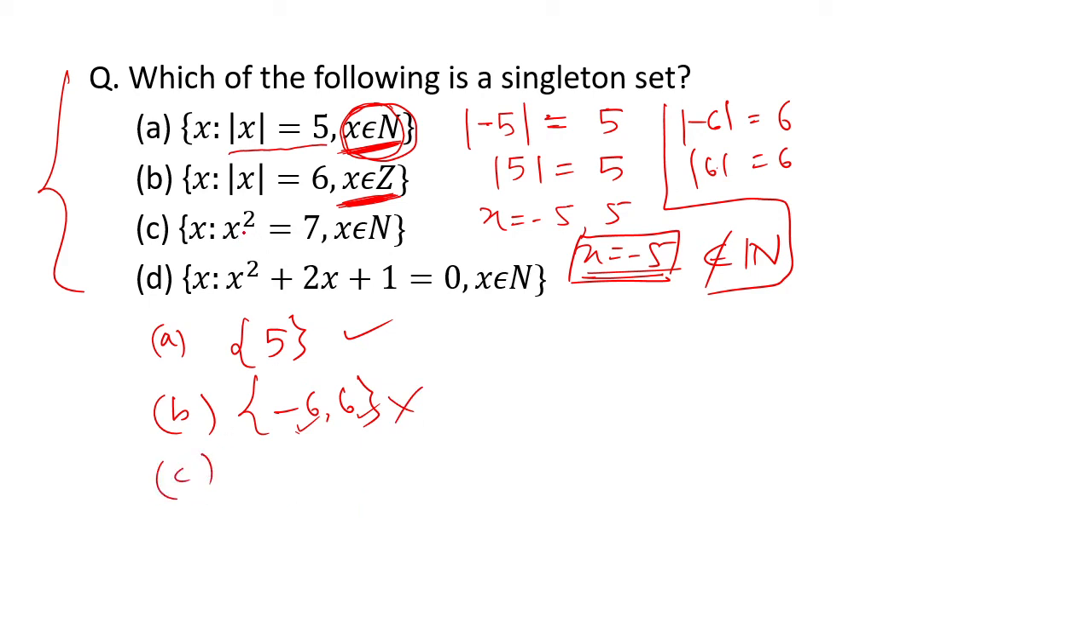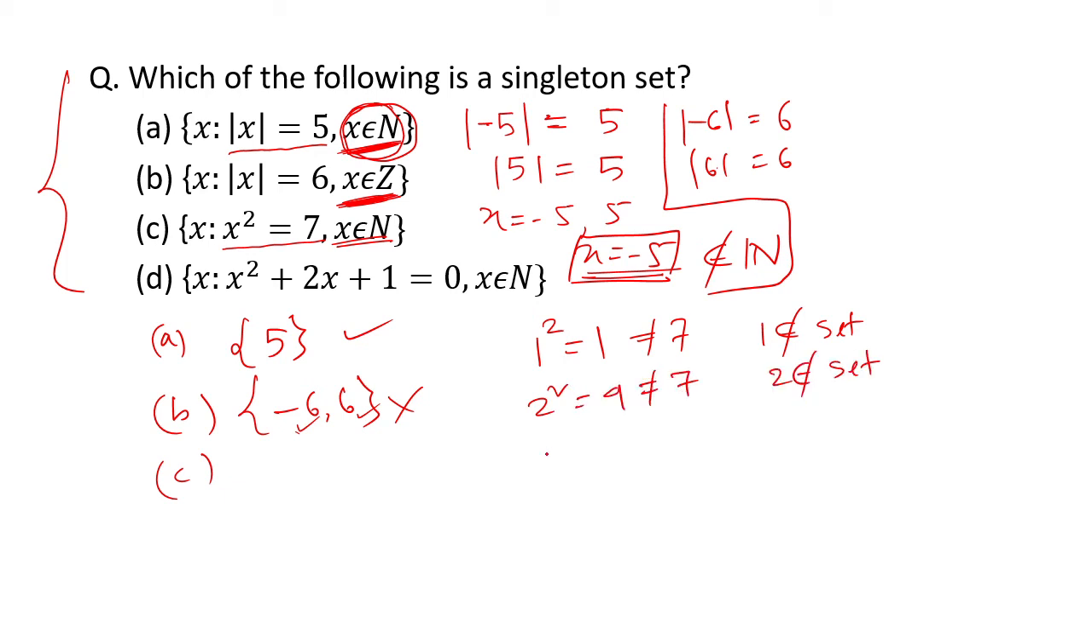Option C. You are asked to take all those x, that means x should be a natural number and the square of the natural number should be 7. Now the first natural number is 1, and its square is also 1, which is not equal to 7. So you cannot take 1 in this set. Next, 2 squared equal to 4, which is not equal to 7. So 2 does not belong to the given set. Then 3 squared equals 9, which does not equal 7. So 3 does not belong to this set.